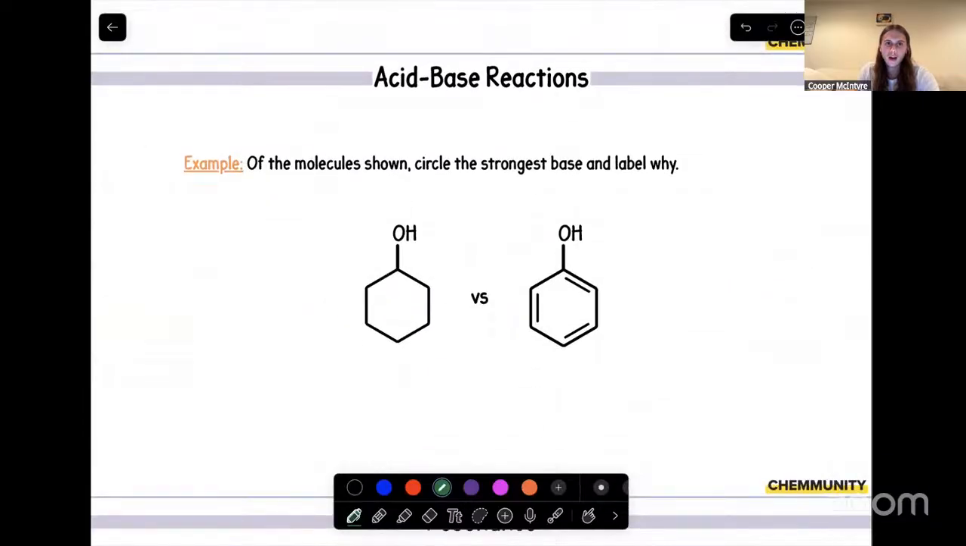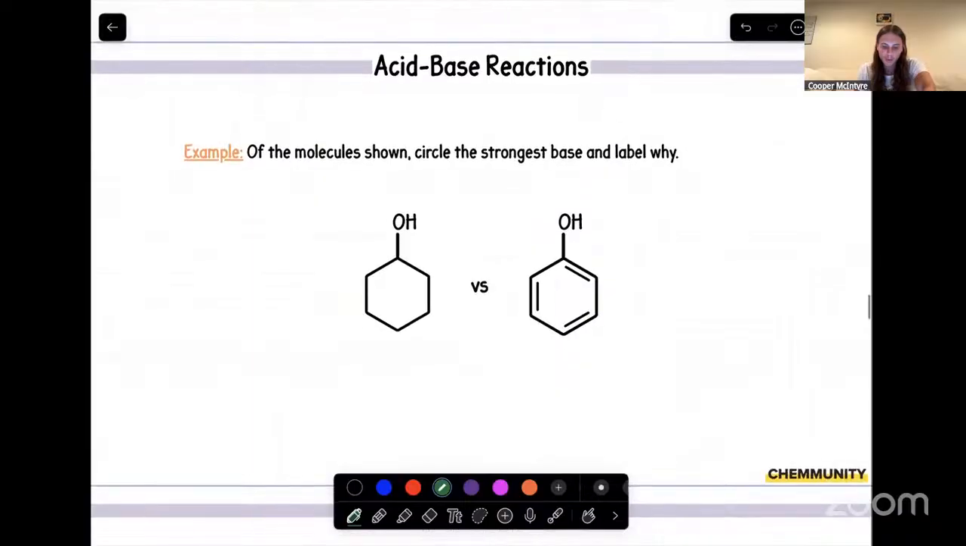Sweet. And then up next, we have, of the molecules shown, we want to circle the strongest base and label Y. Now, in terms of something acting as a strong base, we have to consider its lone pairs, right? Because the lone pairs will be doing the attacking. So we'll add in our lone pairs, and we want to see how those lone pairs can move. Yet again, this will be a good introduction into resonance because we want to see if those lone pairs are either localized or delocalized.